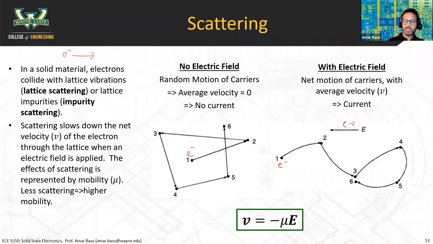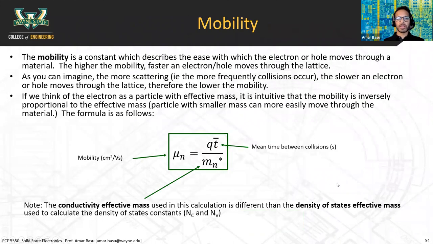Now that we understand where this mobility term is coming from, we can actually derive how to calculate it. The mobility is a constant which describes the ease with which an electron or hole moves through the material. The higher the mobility, the faster an electron moves through the lattice. I talked about that already. The more frequently collisions occur, the slower the electron is going to move, and therefore the lower the mobility. Fewer collisions means higher mobility. Just remember that.